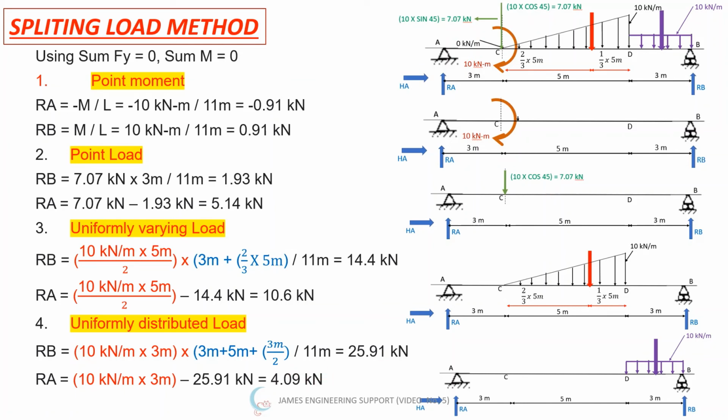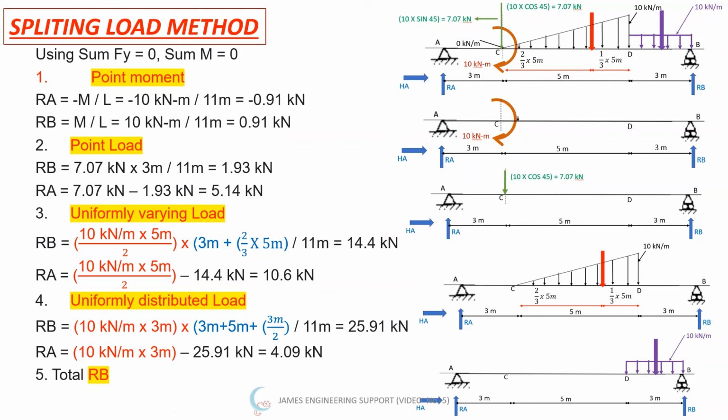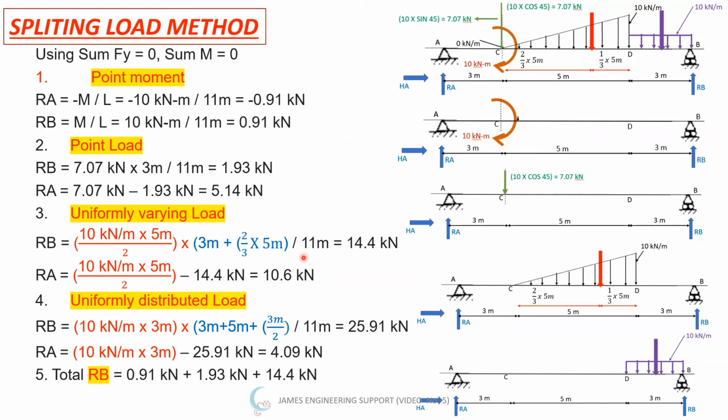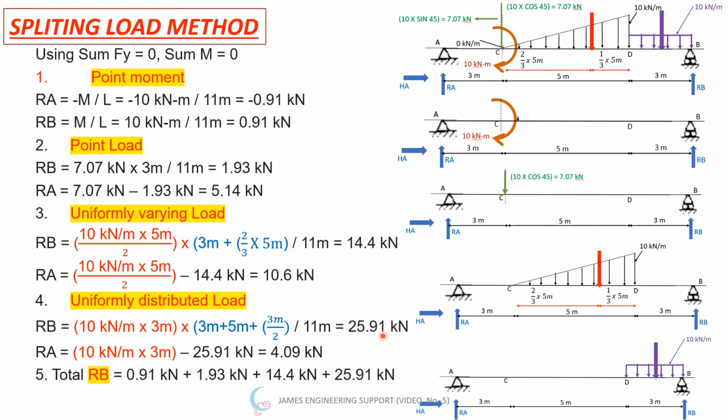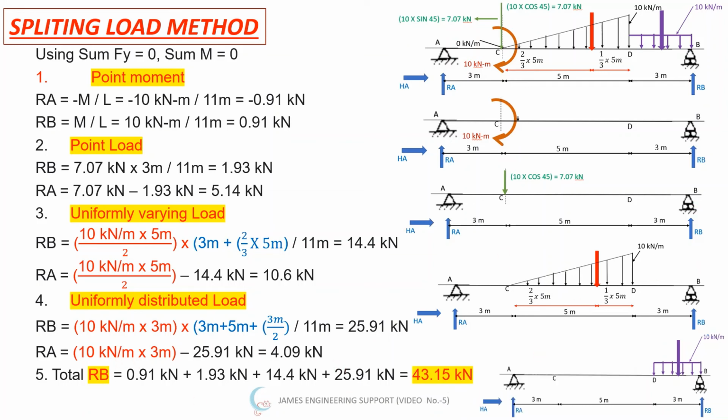So the total RB will be equal to the summation of these forces, that is 0.91, 1.93, 14.4, and this 25.91, all positive. After adding the entire values, we will get the answer as 43.15 kilonewton, which is the same as the textbook method. And then we will calculate RA.